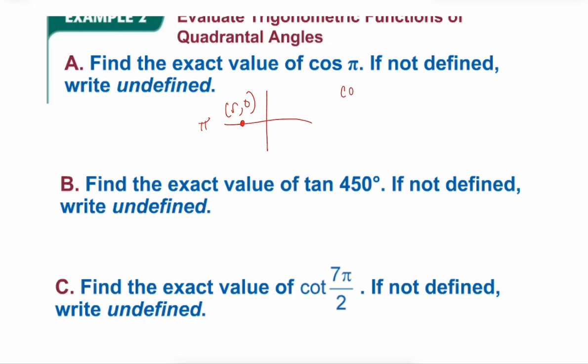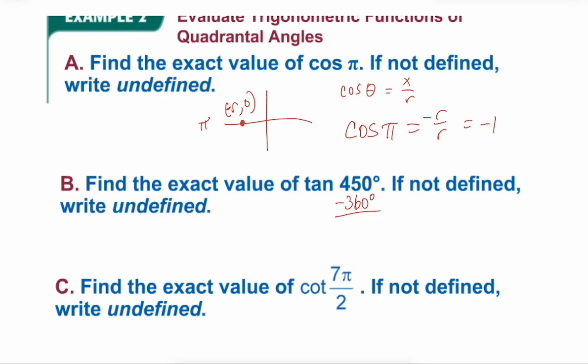Now remember, the cosine is the x value over r. So we would get that the cosine of pi is r over r, or, well, that would be negative r, I'm sorry, because you would go in the negative direction. So it would be negative r over r, which is negative 1. So if you put in radian measure into your calculator the cosine of pi, you're always going to get negative 1. If you put the cosine of 180, you're always going to get negative 1. It's just a thing.